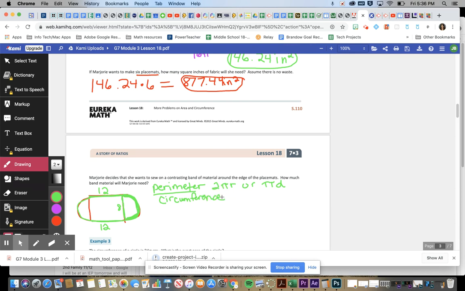And if you can remember back, that's one of these two formulas. Pi times the diameter or 2 pi r. If I add this and tack this piece on, it's going to be a full circle. So I can find the full circumference of this circle. Since I know the diameter already, I'm going to use this pi times the diameter formula.